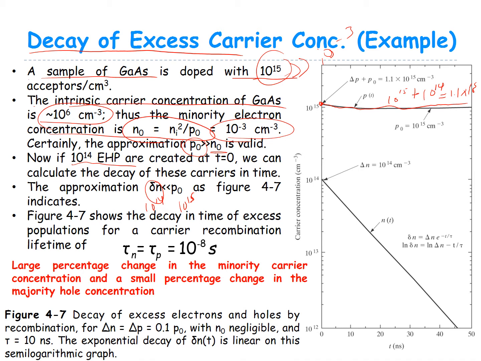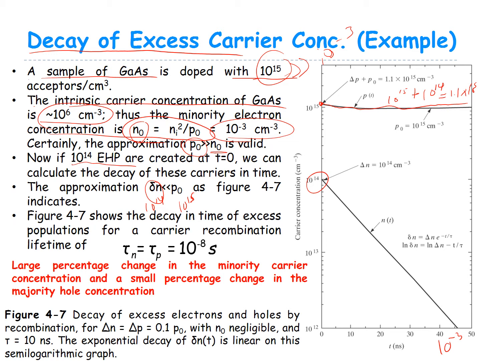Now, what's very interesting to note here is that the case is very different for minority carriers, which are electrons. Remember, this is a p-type semiconductor. The electron carrier concentration starts at 10 to the 14 because you have injected 10 to the 14 electron-hole pairs. So you get 10 to the 14 electrons at t equals 0, but these should decay very fast to around 10 to the power minus 3. Remember, 10 to the power minus 3 is the equilibrium electron concentration.